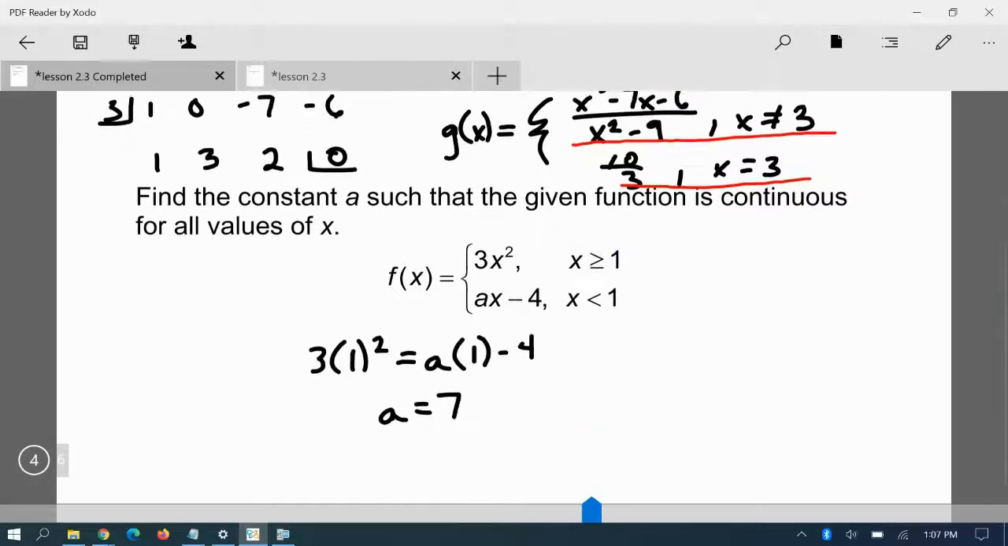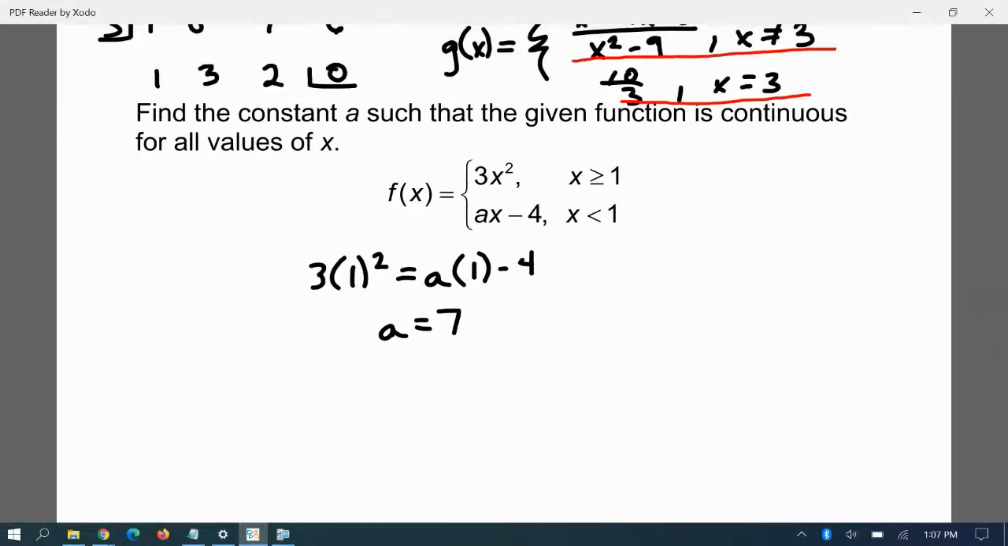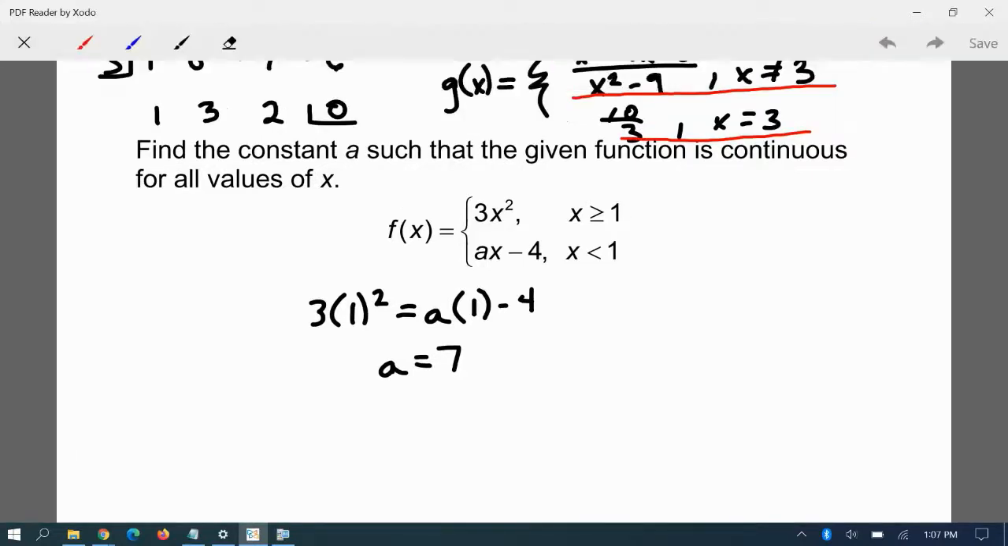Okay, so here's what you should have come up with for this one. The first thing I'm thinking about is my left-hand limit and my right-hand limit. My left-hand limit is where I have x less than 1. As x is approaching 1 from the left, I'm looking at the rule ax minus 4. So I'm just going to substitute 1 into that to figure out that one-sided limit, and that's where this expression came from.